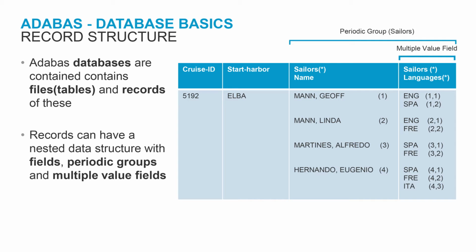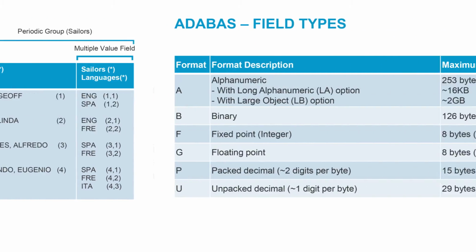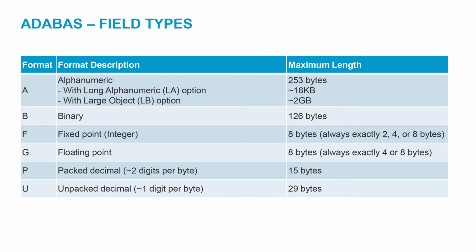Adabas will also automatically compress the empty fields before the record is stored to disk. So much for the flexible record layout. Adabas supports standard field types such as alphanumerics that come in 3 different flavors: small, medium, and large up to 2 gigabytes. These long strings are especially useful for storing pictures, PDFs, or videos. There's also a special field type for Unicode alphas. For numeric fields, the options are binary, integer, floating point, and packed or unpacked decimals.